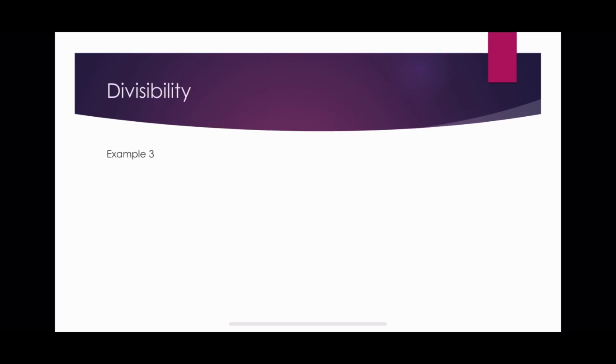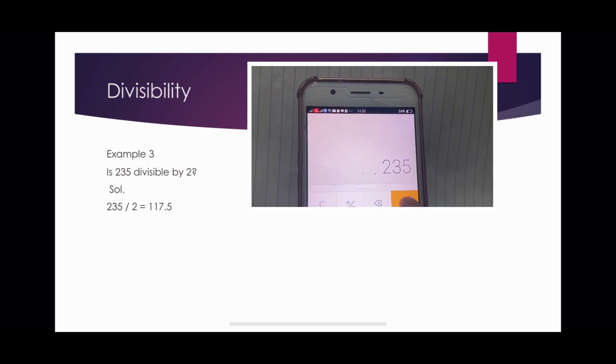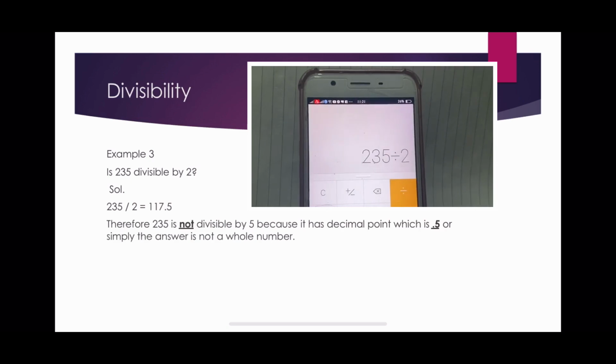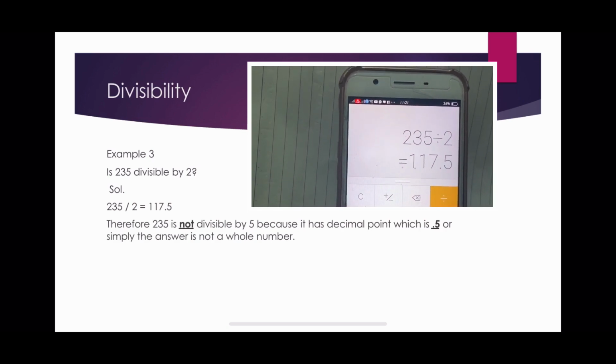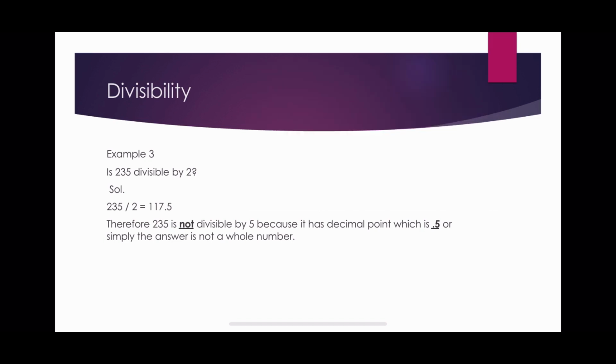Example number 3 is 235 divisible by 2? Solution, 235 divided by 2 is equal to 117.5. Therefore, 235 is not divisible by 2 because it has a decimal point, which is 0.5, or simply the answer is not a whole number.